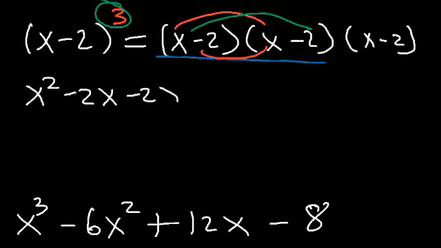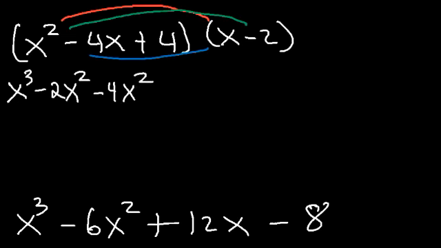So now let's multiply the trinomial by the binomial. So x squared times x is x to the third power, and x squared times negative 2 is negative 2x squared. And then we have negative 4x times x, which is negative 4x squared. And negative 4x times negative 2, that's positive 8x. And then 4 times x is 4x. And finally, we have 4 times negative 2, which is negative 8.